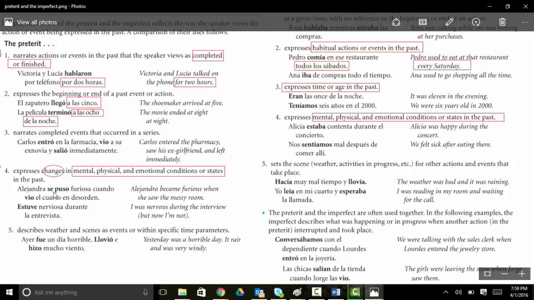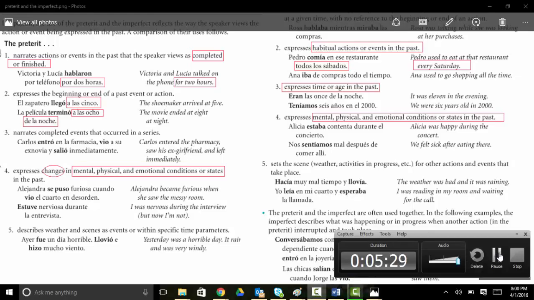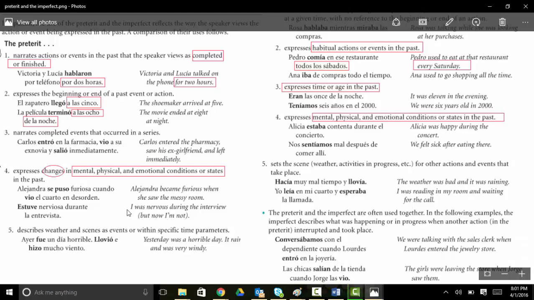And also when you use ponerse, because you can use ponerse to say that a person became a certain emotion, became furious, became sad, became happy. So, ponerse, you always put into the preterite because that's a start in an emotion. But here, estuve nerviosa durante la entrevista, if you put something like during the interview, then you know that the person is no longer nervous. You gave a frame in which they felt that way, a time frame.